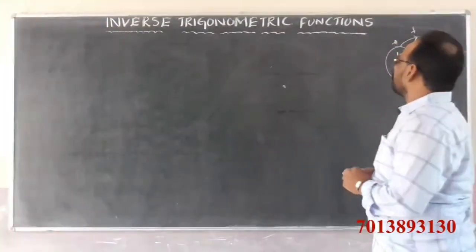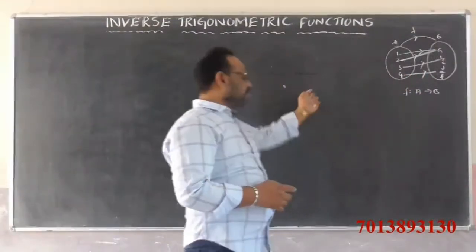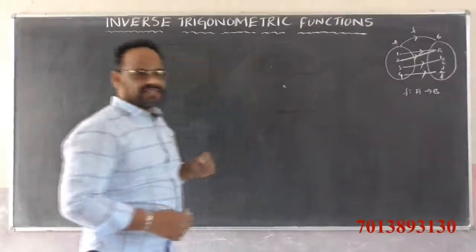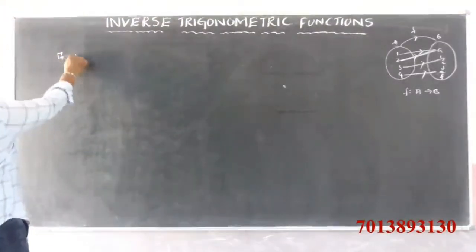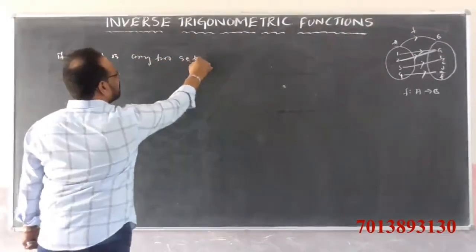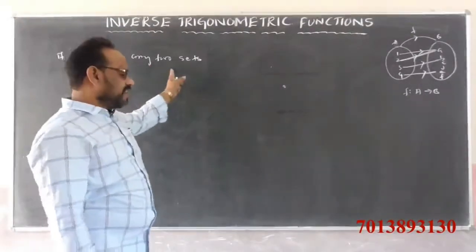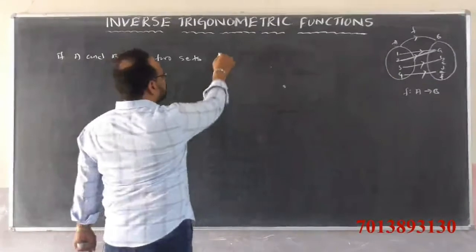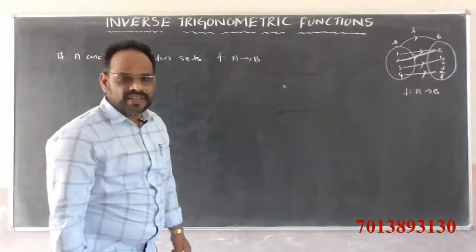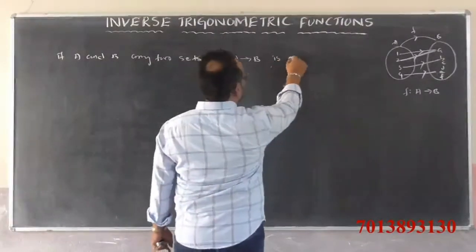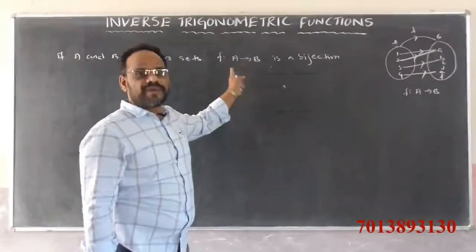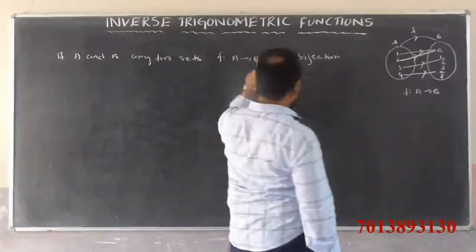Now, inverse trigonometric functions. Let us suppose A and B are any two non-empty sets, and F maps A to B, that is, F is a function from A to B, and F is a bijection.